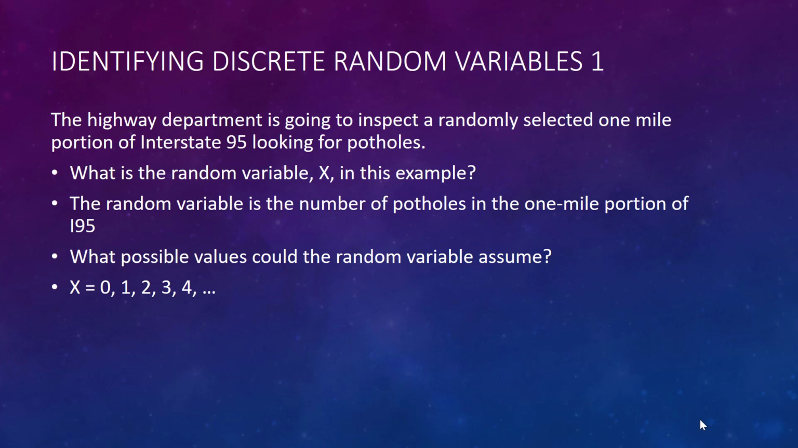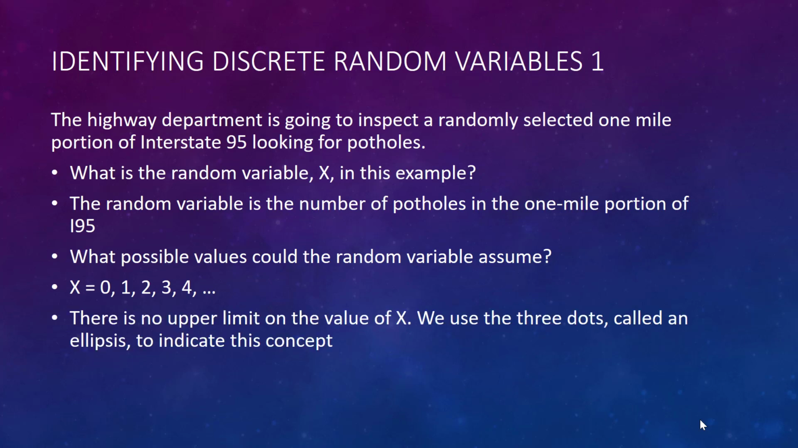Well, the smallest number of potholes that they could potentially find is 0. So we write 0, 1, 2, 3, 4. Notice that there is no upper limit on the number of potholes that a person could find in a 1-mile stretch of road. So we use these 3 dots, which are called an ellipsis, to indicate this idea that there is not an upper limit.